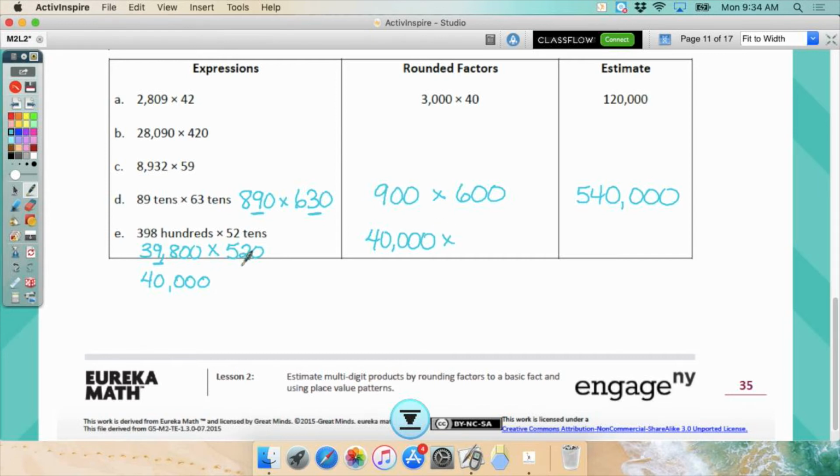And then 520, you're ready to help me out. I look at the 2. What does the 2 tell me? Stay the same. And then digits to the right change to 0. So 4 times 5? 20. How many zeros? 1, 2, 3, 4, 5, 6. So 7 total zeros, right? 20 million. Good. Okay, good job. Let's go to the back side.